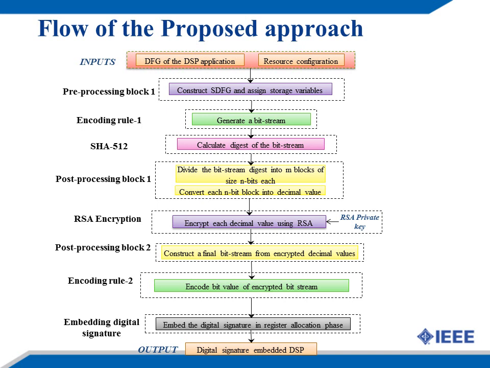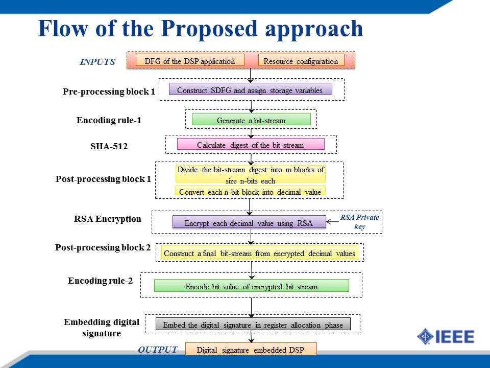This is the flow of the proposed approach. At the inputs we have a DFG, which is the data flow graph of the DSP application, which is the intermediate representation of a DSP hardware IP that we can generate by starting with the analog form of the application, doing some bilinear transformation, getting into a mathematical function, and then following it up with a graphical representation of that. Then we have a resource configuration, which is the designer specified resource constraint that must be adhered to and must not be violated. Based on these two inputs, the first pre-processing block starts by constructing a scheduled data flow graph and assigning storage variables at the inputs and outputs.